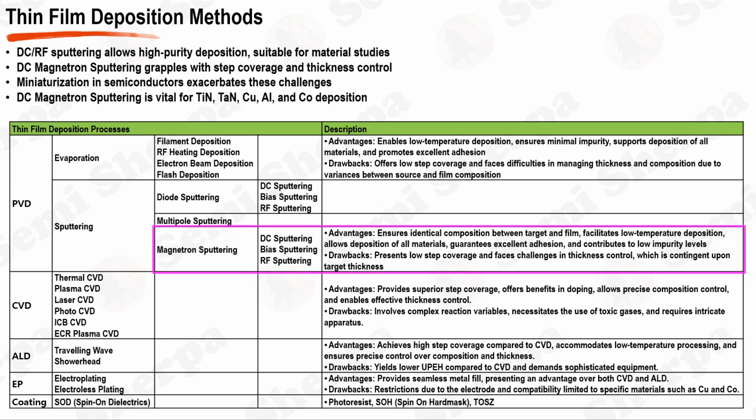Despite this fade-out, it's important to note that DC magnetron sputtering continues to play a vital role in certain deposition processes. Specifically, it remains a crucial technique for depositing films of materials like titanium nitride, TiN, tantalum nitride, TaN, copper, Cu, aluminum, Al, and cobalt, Co. These materials are of significant importance in the construction of a variety of semiconductor devices.